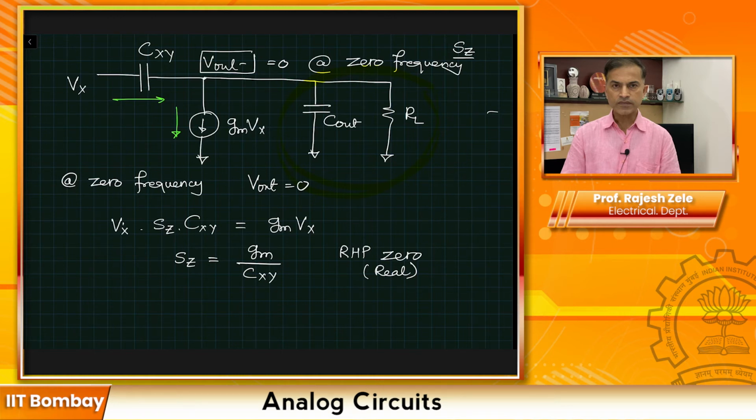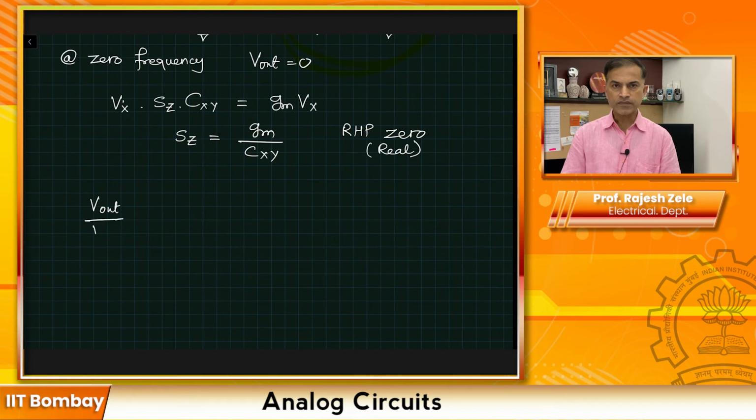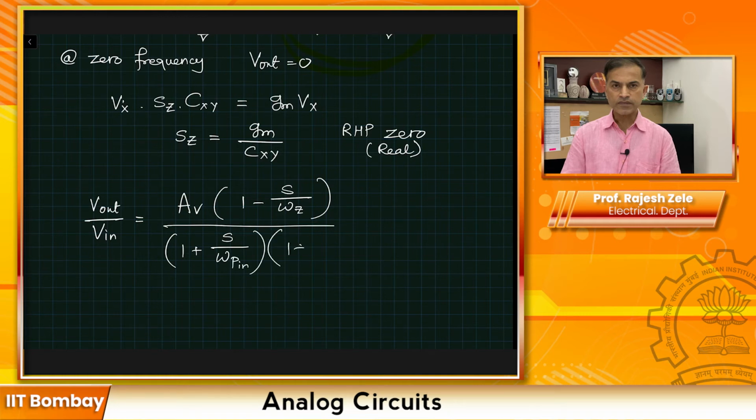Then our transfer function is going to be V out divided by V in is equal to AV, that would be your DC gain, 1 minus S divided by omega Z, sign minus because it's a right of plane 0, and then we'll have 1 plus S divided by omega P input, 1 plus S divided by omega P output. Input and output, those are the two nodes for our common emitter or common source stage.